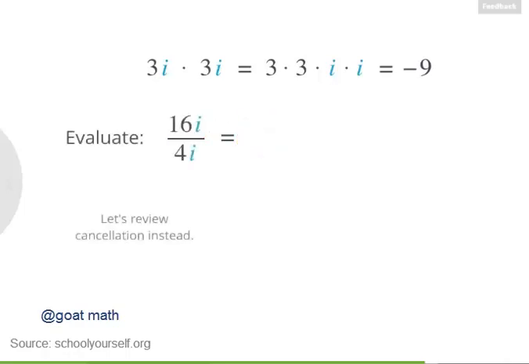Alright, last one. This time we have imaginary numbers in the numerator and the denominator. What's 16i divided by 4i? Notice there's a common factor of i in the numerator and denominator that you can cancel out. Excellent work! The i's in the numerator and denominator cancel out, leaving you with 16 divided by 4, which equals 4.